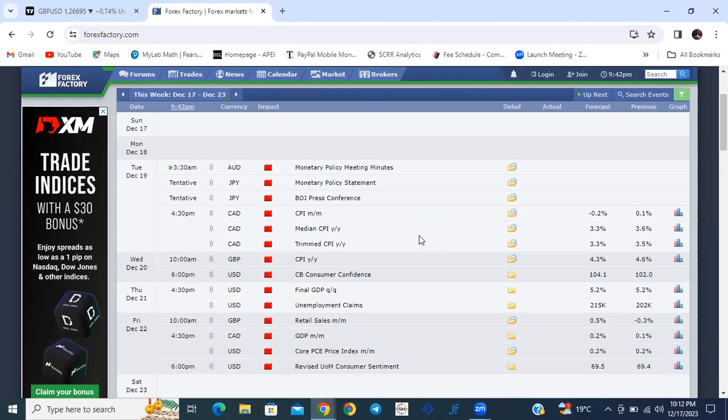Then on Tuesday, we have the CAD CPI. Those are the major news. We have the CAD CPI for 30, so they are anticipating a decrease of CPI MM. They're anticipating a decrease of median CPI. They're anticipating a decrease of trim CPI YY.